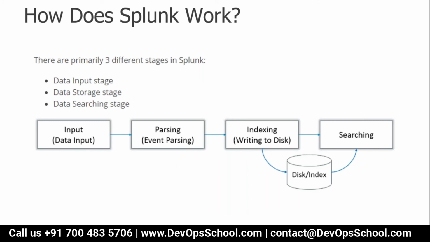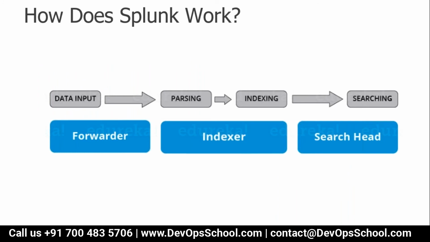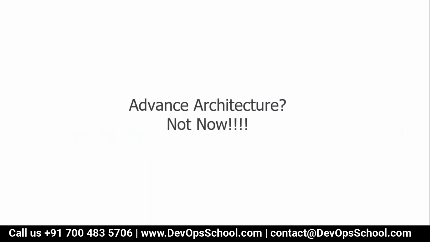This is something like the different stages in Splunk. Look at this. There are primarily three different stages in Splunk: data input, data storage, and data searching. If you look at this, input comes from the forwarder, parsing is done by Splunk, storage is done by Splunk, indexing is done on the disk, and then finally you do the searching. Forwarded through the data input, parsing and indexing together are done by the indexer, and after that you do the search. So this is how Splunk works. Is that clear for everyone?